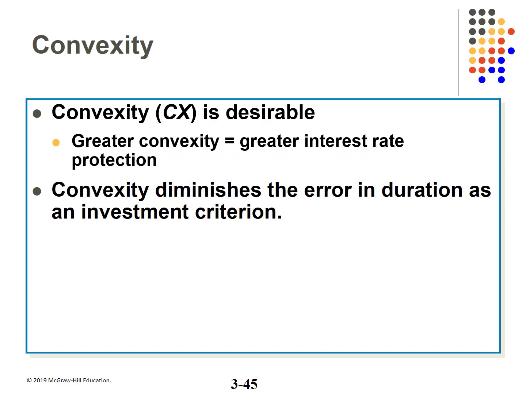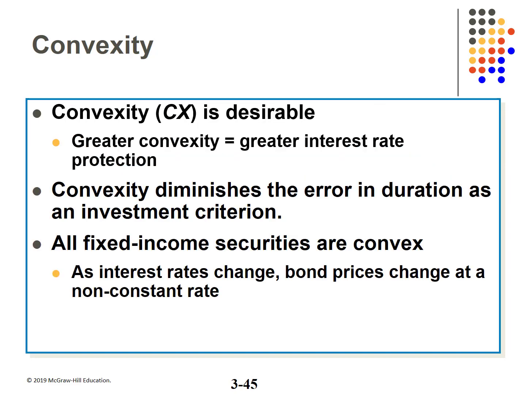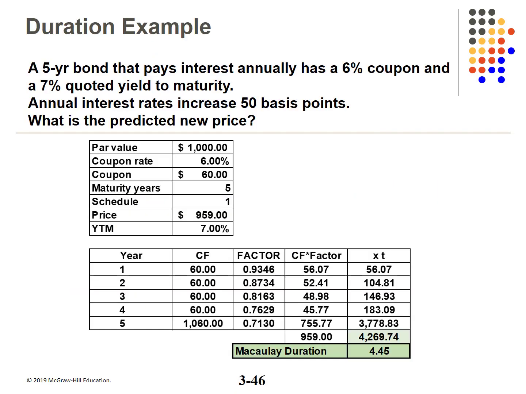Convexity is a good thing, as it decreases the error in the duration calculations. All fixed income securities are convex. The incorporation of a convexity factor into duration computations is beyond the focus of this class, but it's introduced here to highlight the nonlinear relationship. Let's end Chapter 3 by walking through a duration example.